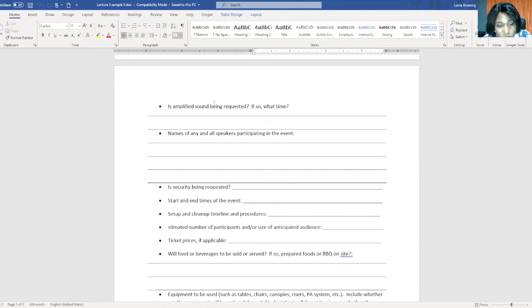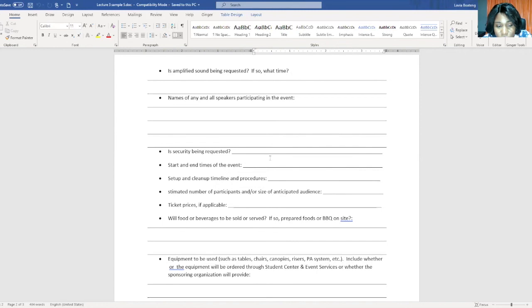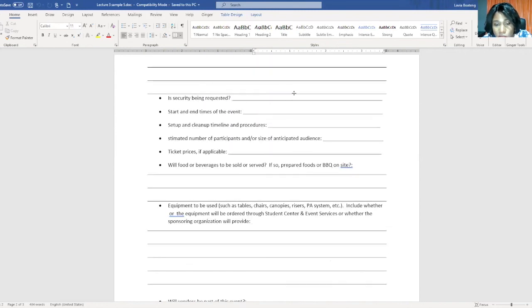So here you have to indicate if you need amplified sound. And you have to provide the names of any or all of the speakers who are participating in the event. And then you have to indicate whether you are requesting for the university to provide you with security. And then you have to indicate the start and ending time of the event, the setup and cleanup timeline and procedures. Because usually for events that are held on university premises, you need to make sure that you clean up after the event so that when people come to work the next day, they will not be met with unsightly premises that are dirty and not conducive enough for work.